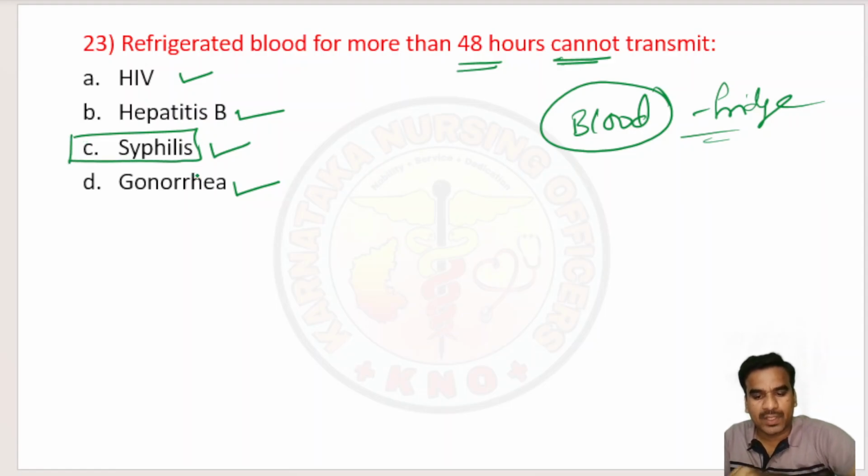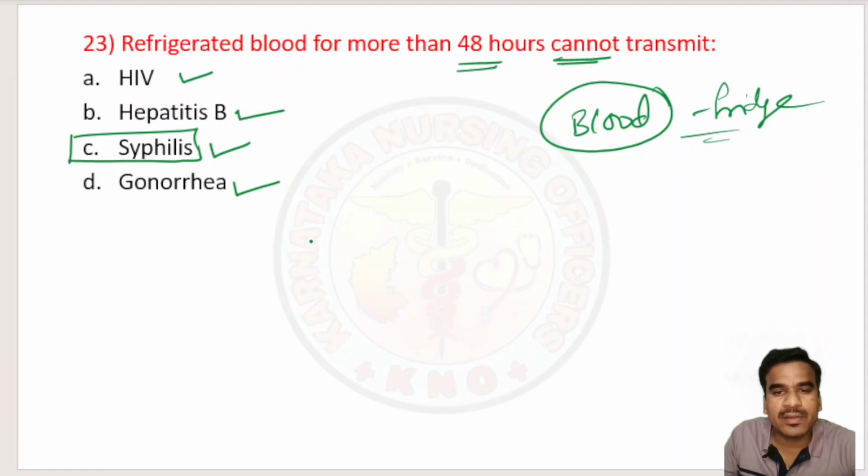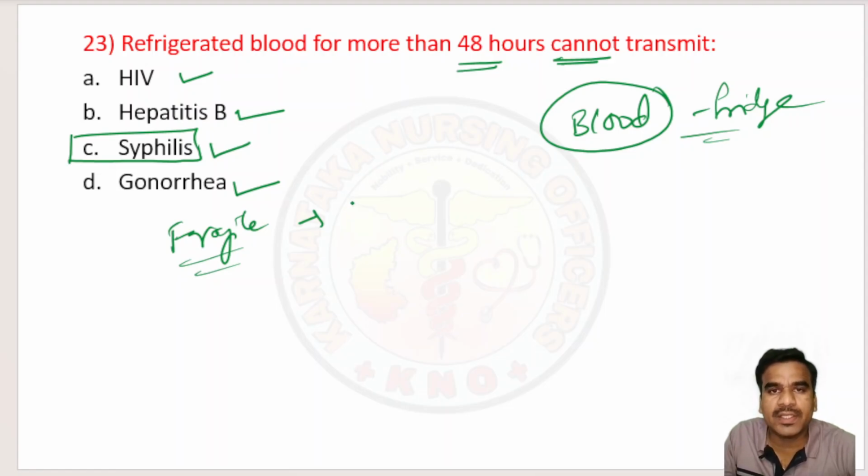Syphilis is a fragile organism. It cannot survive outside the human body; it survives only in the human body. It won't survive in the fridge, in the refrigerator. It will die immediately. That's why syphilis will die immediately after extraction from the human body.